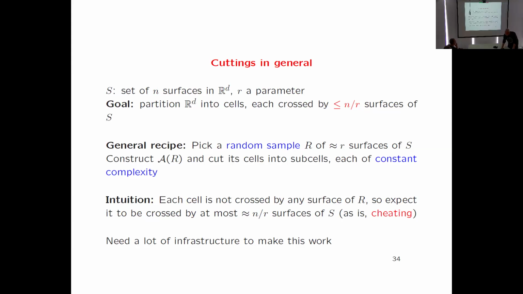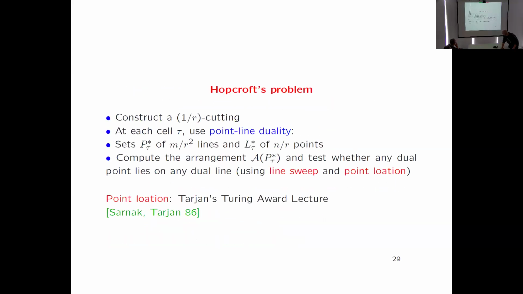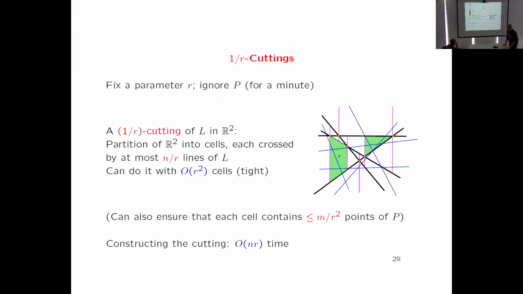Go back just to see the picture. Look at one such green cell. The black lines are those in the sample. The others are not in the sample. So look at the left trapezoid. It is not crossed by any black line. That's how I constructed it. It's a piece of the face of the arrangement. Therefore, it should not be crossed by too many originals. If I sample about r lines, then I expect it to be crossed by at most n over r.